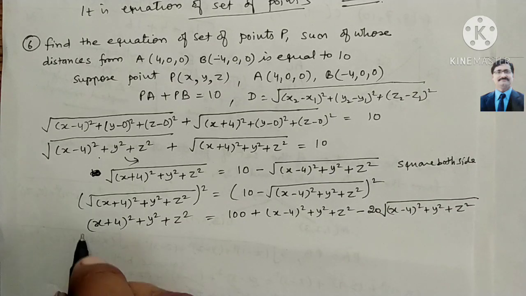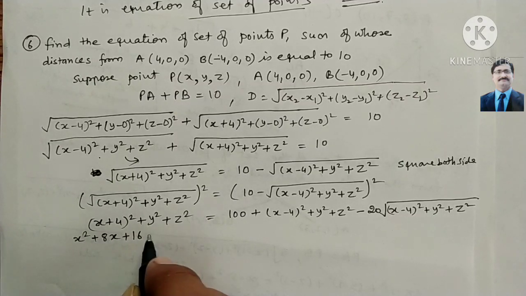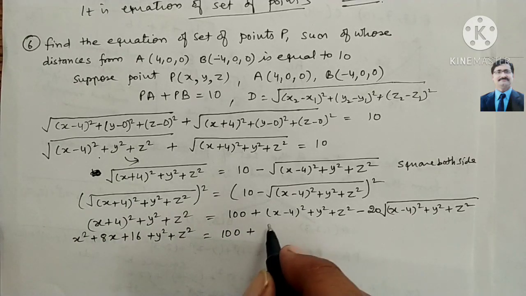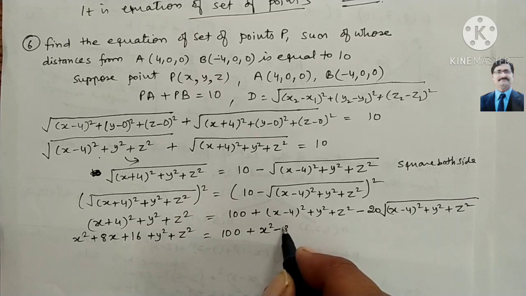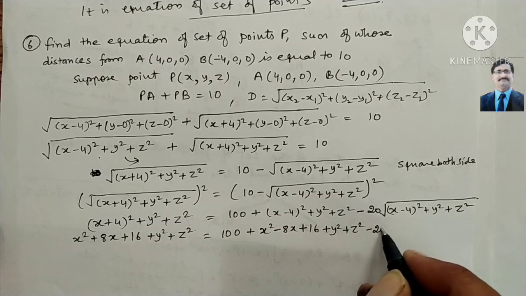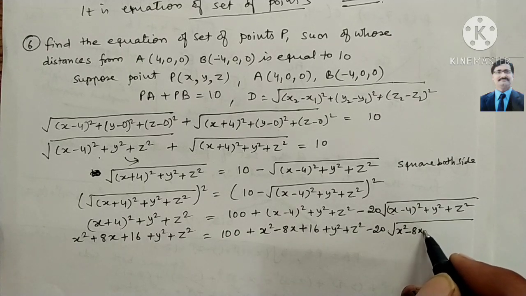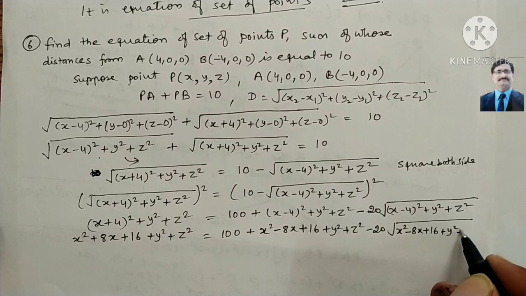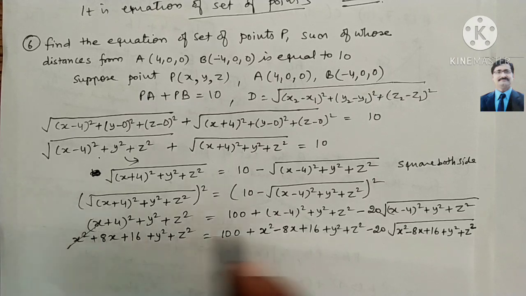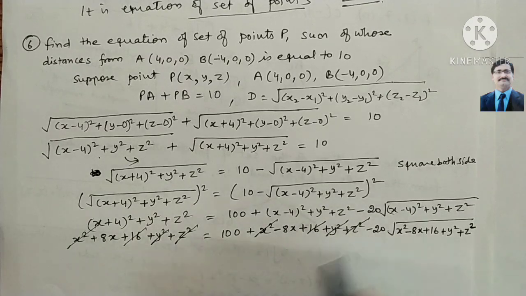Now we will open these brackets. We get x square plus 8x plus 16 plus y square plus z square equal to 100, plus this also we open the bracket. We get x square minus 8x plus 16 plus y square plus z square minus 20, and here also we open the bracket. We get x square minus 8x plus 16 plus y square plus z square. Do you all understand? Now x square and x square cancel, 16 and 16 cancel, y square and y square cancel, z square and z square cancel.